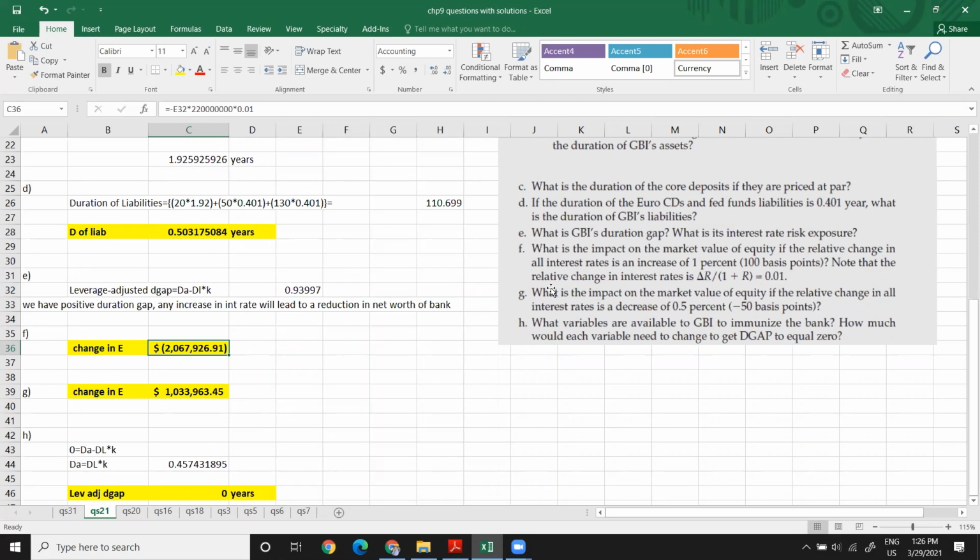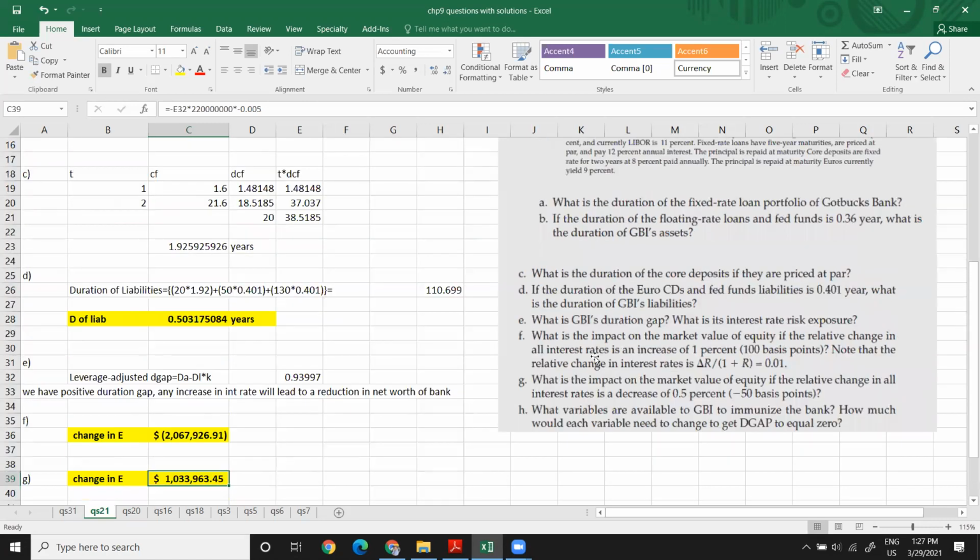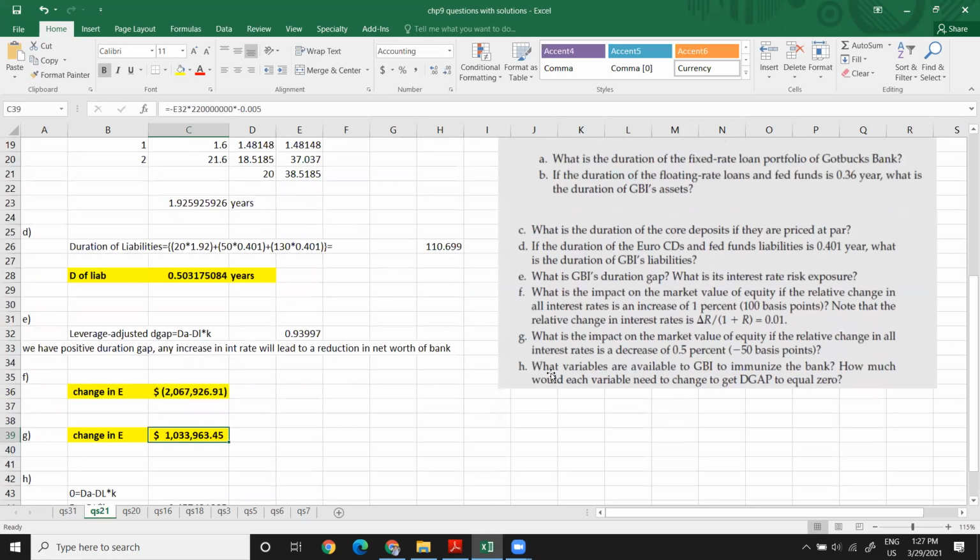And if you go to G, what is the impact on the market value of the equity if the relative change in all interest rates is a decrease of 0.5%, which is a 50 basis points reduction? So basically, we are facing the opposite of the previous question, and we can see that it's going up. The net worth will go up. And okay, question H: what variables are available to GBI to immunize the bank?